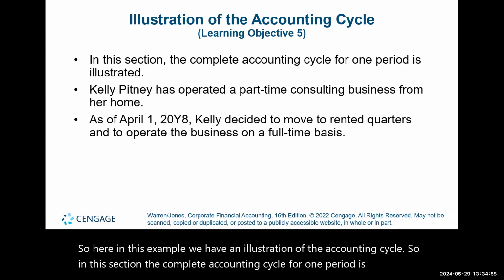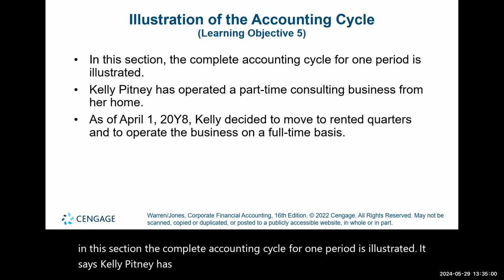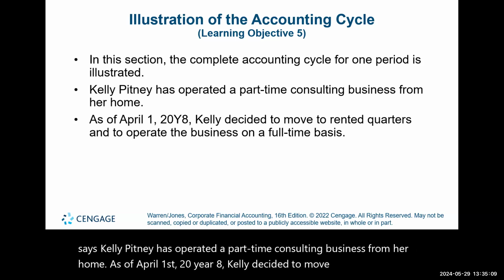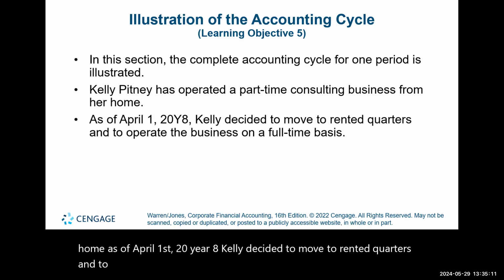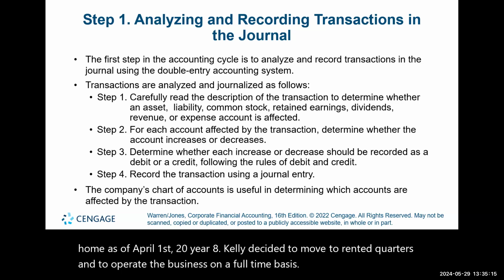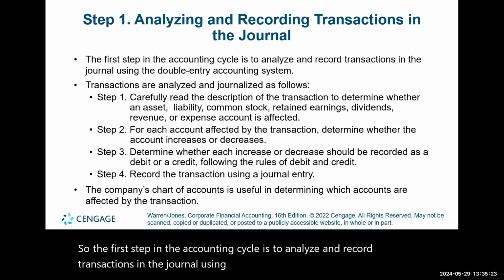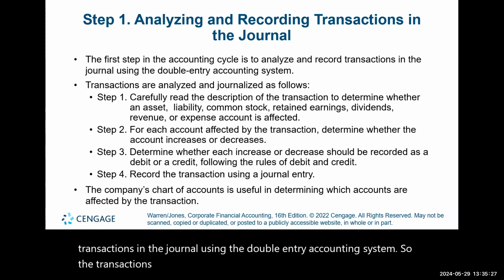It says Kelly Pitney has operated a part-time consulting business from her home. As of April 1st, 2008, Kelly decided to move to rented quarters and to operate the business on a full-time basis. So the first step in the accounting cycle is to analyze and record transactions in the journal using the double entry accounting system. So the transactions are analyzed and journalized as follows.